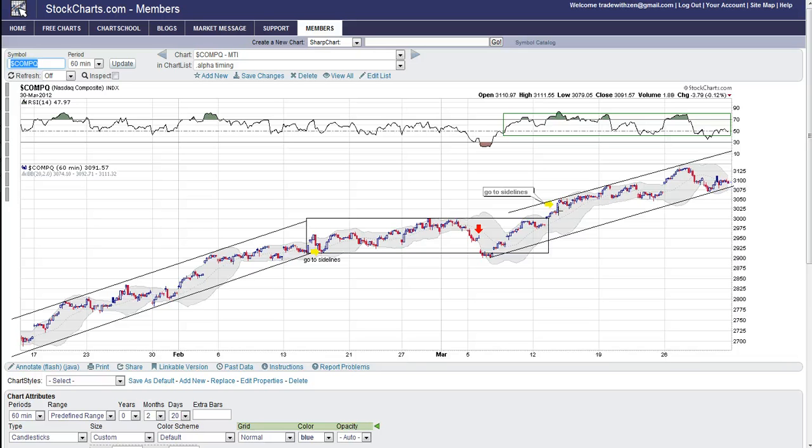This is a 60-minute of the NASDAQ. You can see we're in this channel here. Weakening RSI. But until we break down, we've been making higher highs on the NASDAQ.